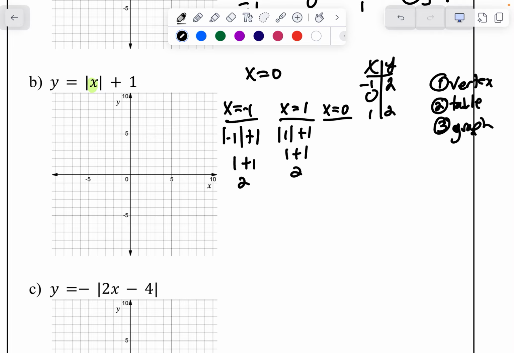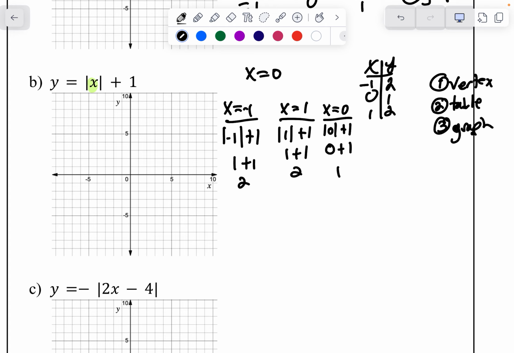So the last one we need to find is, what is that vertex? Where is the point at? So if I plug in 0, I get the absolute value of 0 plus 1. Well, the absolute value of positive stays the same. The absolute value of 0 stays the same. So that's 0. And anything plus 0 is itself, so that's just 1.